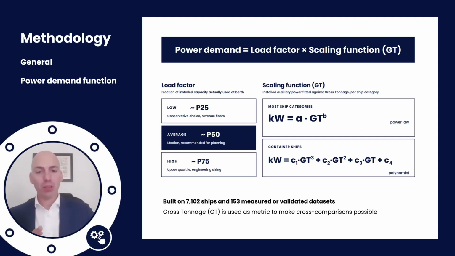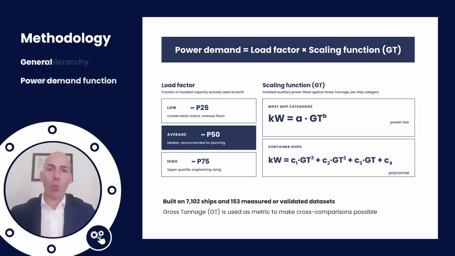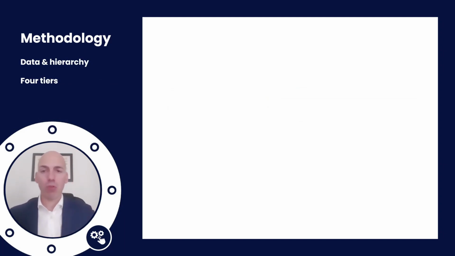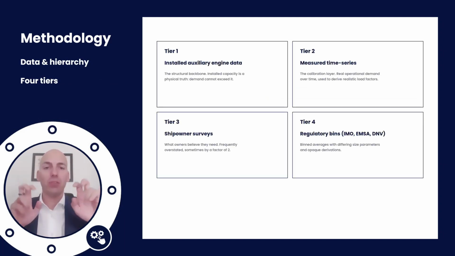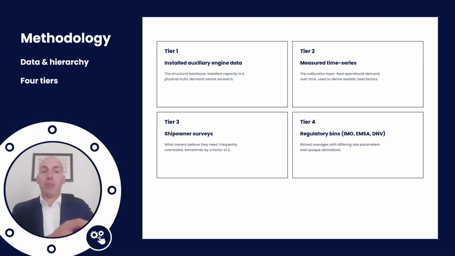So let me discuss that validated or measured data. What is it exactly? I'll show it later on in the interactive web tool, but basically it means we have 4 tiers of information. Tier 1 we call installed auxiliary engine data. That's simply the maximum the ship could ever provide. So that's the physical limit, the cap per ship. Then we have measured time series data, which is worth its weight in gold, because that's really what you want. Even so, if you have a lot of that data, that's the story I was referring to.